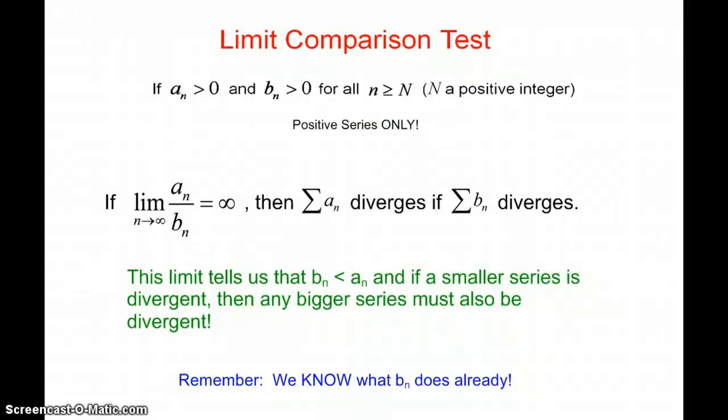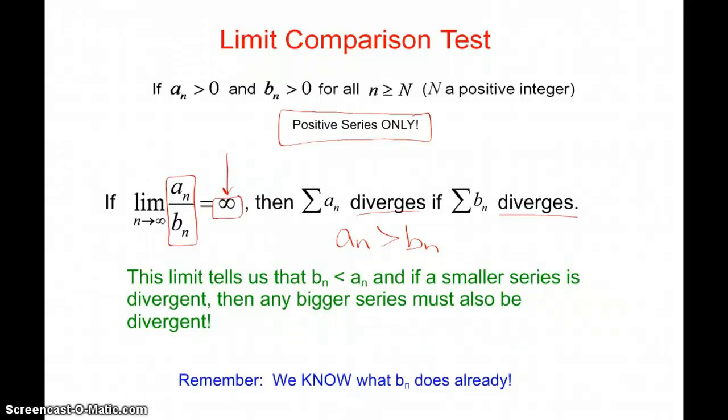Okay? And lastly, positive series only again. If we put them in a ratio, and we put the unknown series over the known series, and we get infinity as a result, that tells us that A sub n is bigger than B sub n. And any series that is bigger than a divergent series must also diverge. So this is a good result if and only if B sub n diverges.